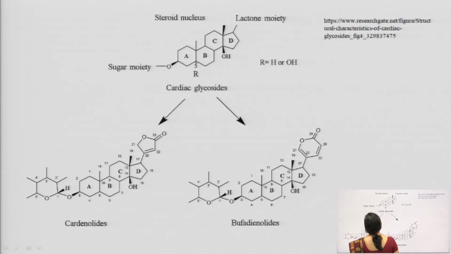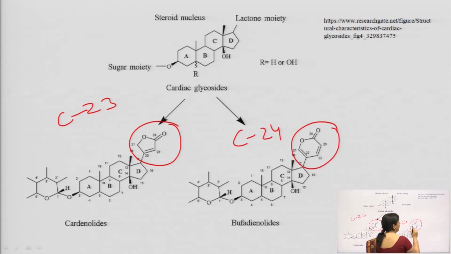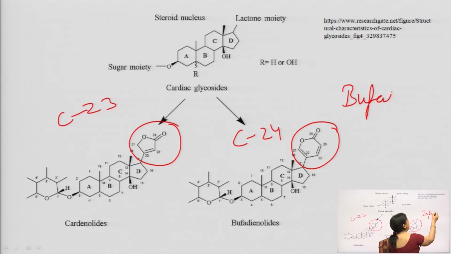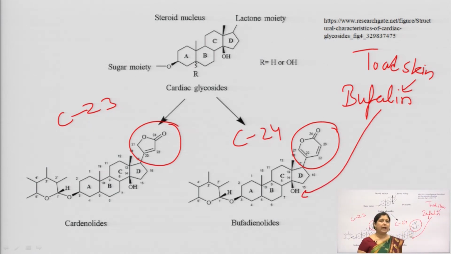Cardenolides are basically 23 carbon containing compounds which have a 5-membered lactone ring with a single double bond in the lactone ring, while bufadienolides are 24 carbon containing compounds which have a 6-membered lactone ring with 2 double bonds inside the lactone ring. Cardenolides are in the majority of cases found in plants, while bufadienolides are in the majority found in animals, and they were first identified in toad skin. Okay, the frog skin, and it was named bufalin, from where the name bufadienolide has been given.